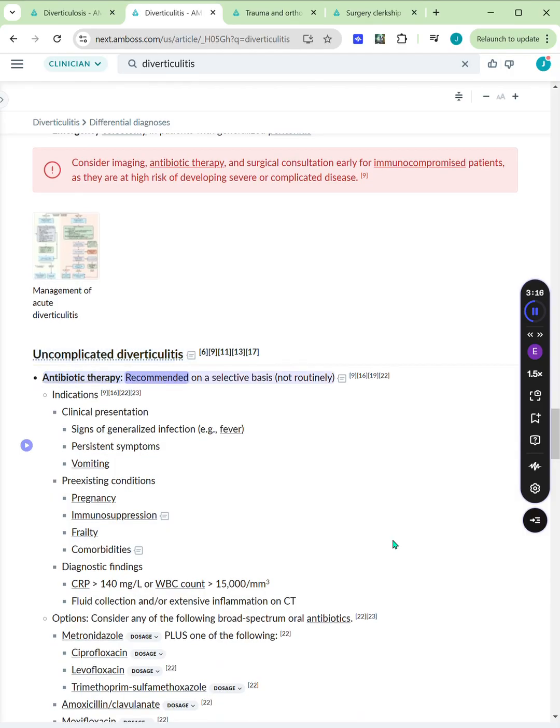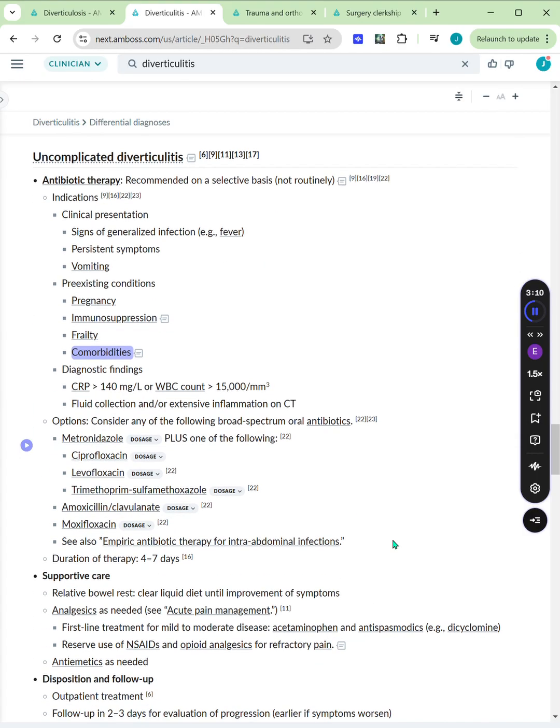Uncomplicated diverticulitis: antibiotic therapy is recommended on a selective basis, not routinely. Indications: clinical presentation with signs of generalized infection, e.g., fever, persistent symptoms, vomiting; pre-existing conditions such as pregnancy, immunosuppression, frailty, comorbidities; and diagnostic findings: CRP greater than 140 milligrams per liter, WBC count greater than 15,000 per mm3, fluid collection and/or extensive inflammation on CT.